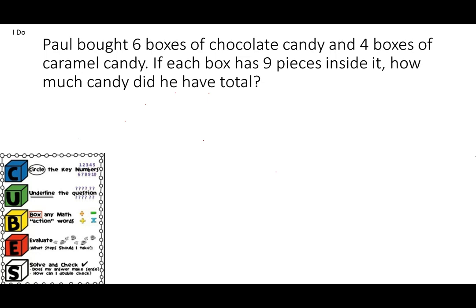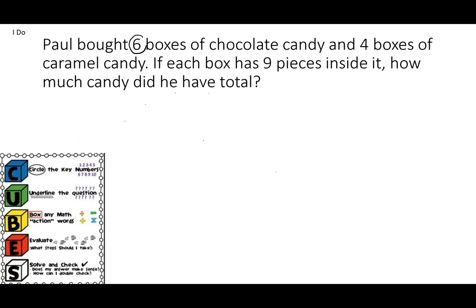So in order to solve this word problem, we are going to use one of our most valuable resources when solving word problems. And that resource is the cube strategy. So the first step in the cube strategy is to circle the key numbers.